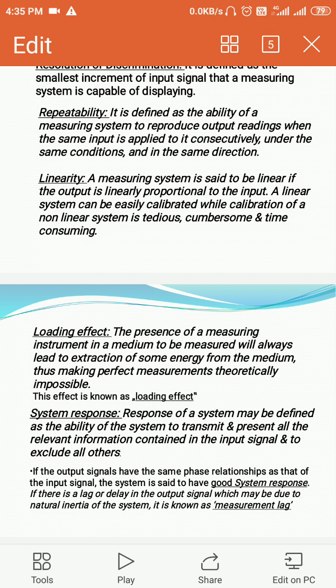If the instrument is not responding properly, if it is giving the output signal late or wrong output signals every time, then I say the instrument does not have good sensitivity. Therefore, a measuring system should always have good sensitivity, good linearity, good repeatability, good accuracy, good precision, etc. These are called the performance characteristics of a measurement system.